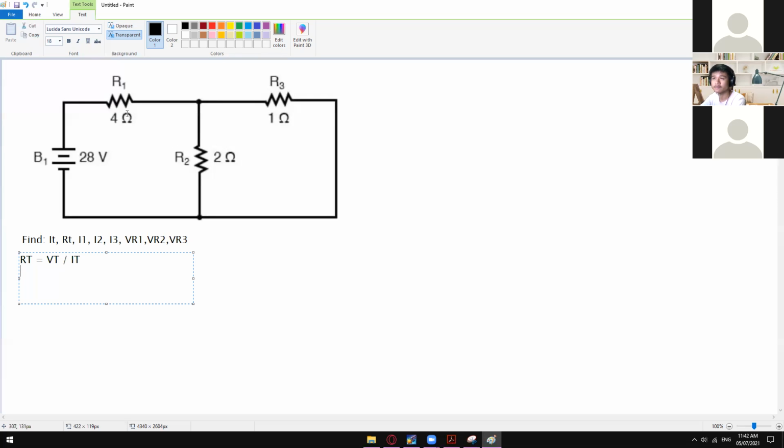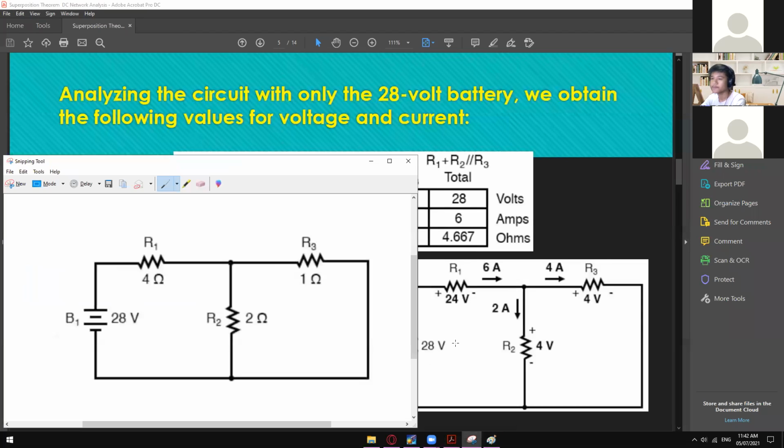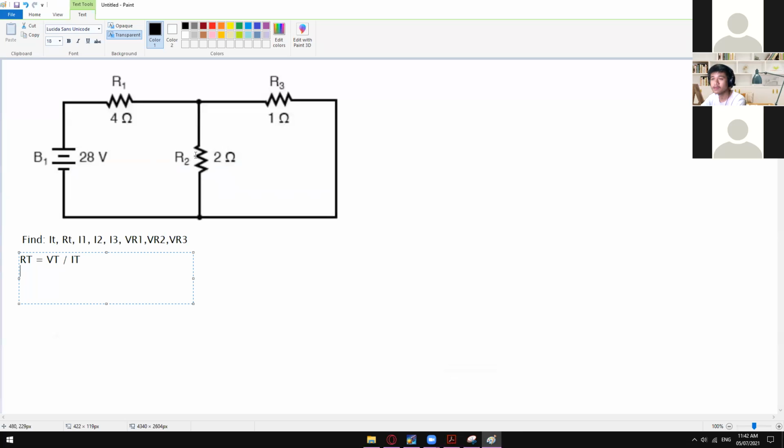So 2 ohms, 4 ohms. Let me just check if it's this one. 2 ohms plus 4 ohms. 2 ohms. My bad. So in here, the one that is in parallel is the R2 and R3, because after combining them, this one is now in series with R1. So my bad on that one. It's not R1 parallel to R2, but it's R2 parallel to R3.